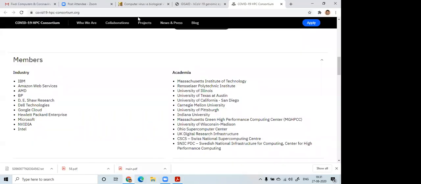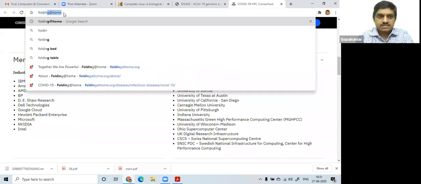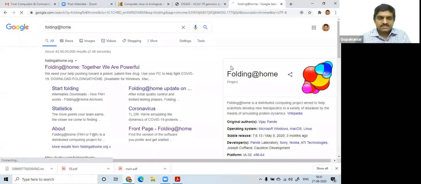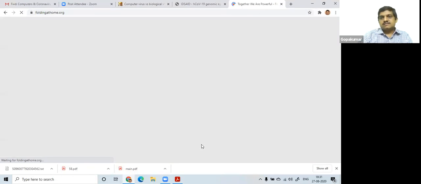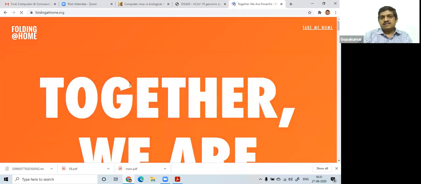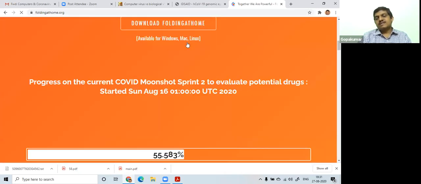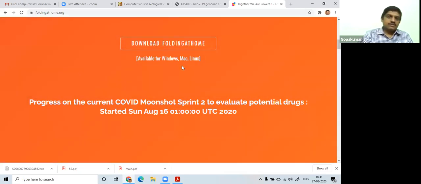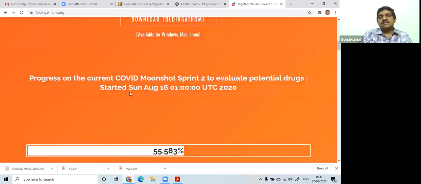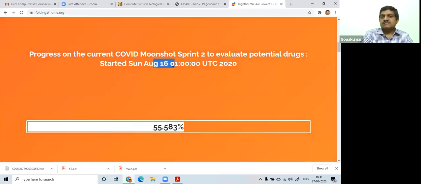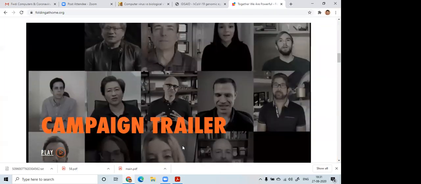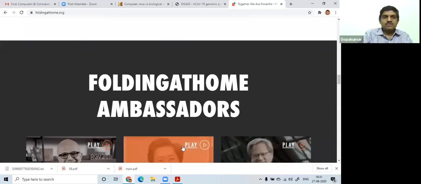Folding it. So I'll come to this site. Here you can see again, together we are powerful. Here also you can download the Folding@home application so that you can contribute to this particular project, and you can see the progress on the current COVID-19 project to evaluate potential drugs. It started on August 16th and it has completed 55.583%. It's progressing actually. So we can see a lot of things, but I'm not going into the details.